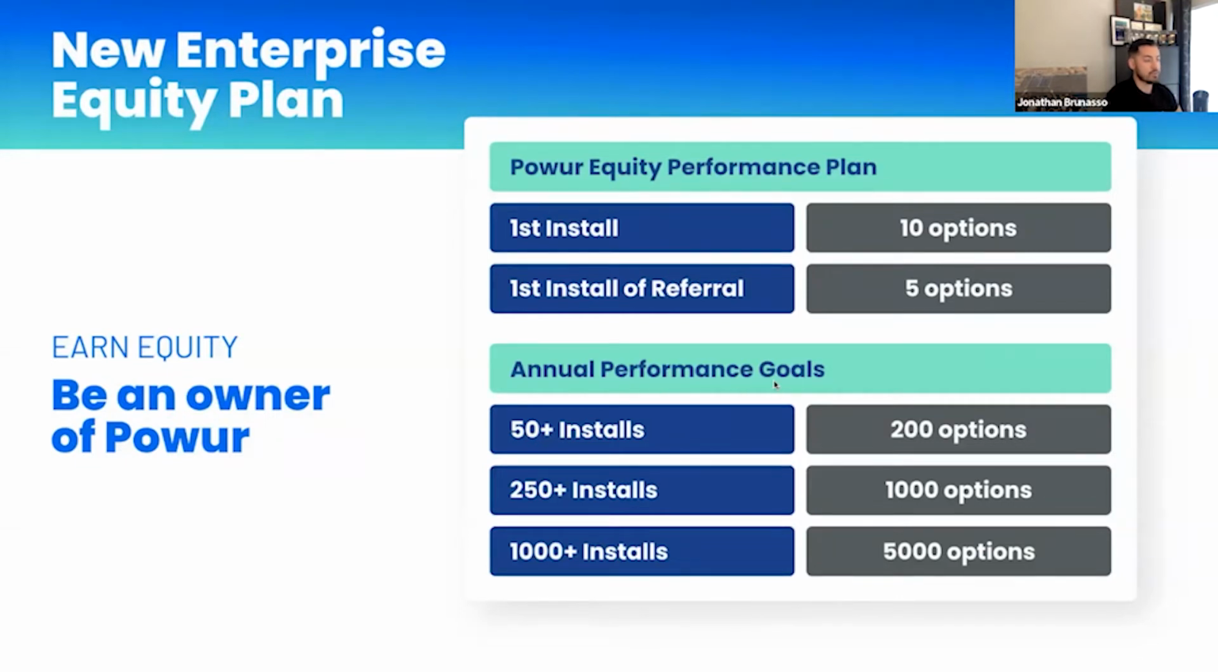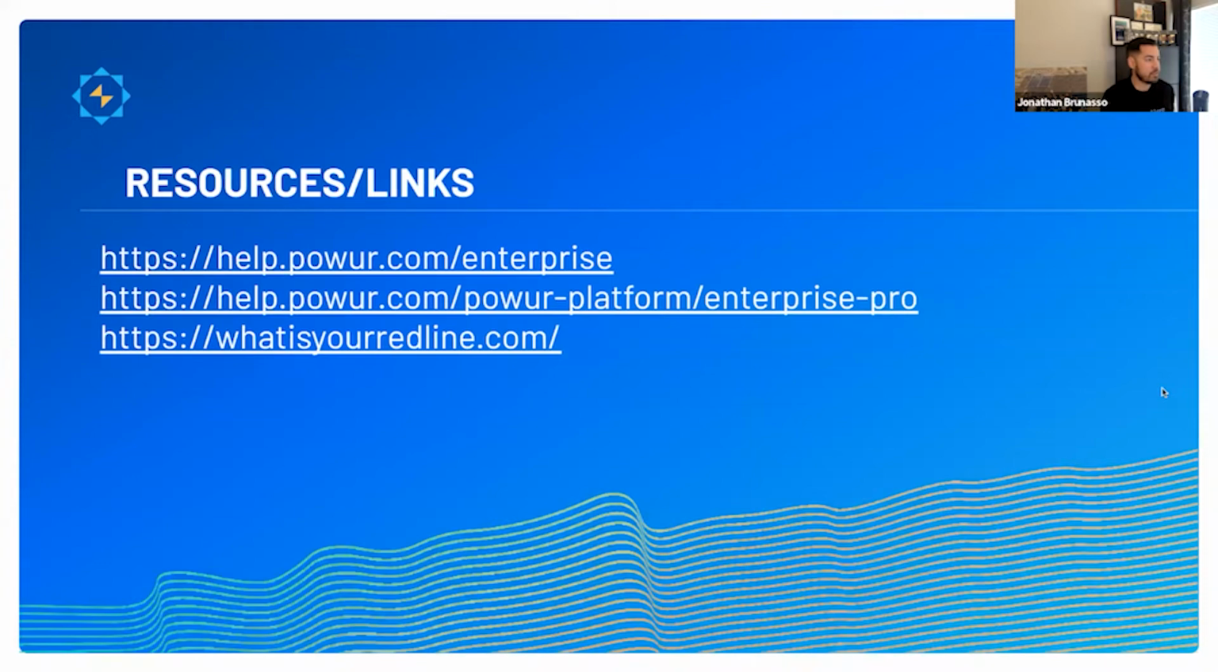Annual performance goals: if the enterprise or Enterprise Pro can achieve 50 installs or 250 installs or 1,000 installs in a year, you can get some serious stock options. And if our stock is valued at $9, I think it's probably close to $11 or $14 now, but do the math. $11 times 1,000 shares, 250 installs is not too hard for an Enterprise Pro to accomplish. So added stock options with us as well.